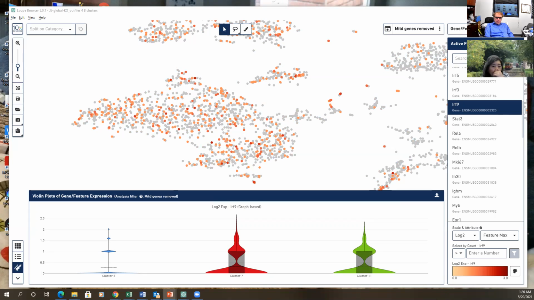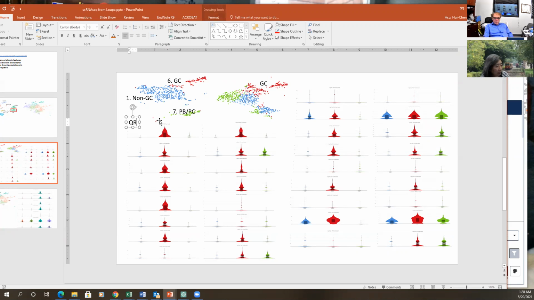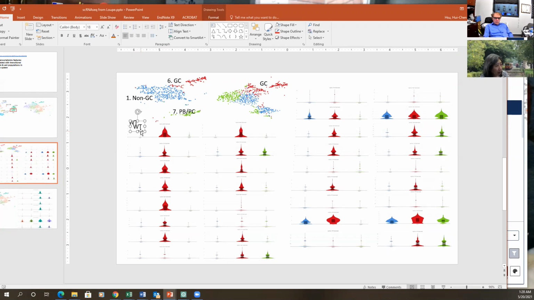Can you show it to me? Center. This side is the double negative. Right. So you could see, and then this is the T-bet, STAT1, STAT3, IRF3, 4, 5, 7, 8, 9. Right. That last column is interesting because it's not on the other side. Right, so this is wild type. This is wild type. This is KO.